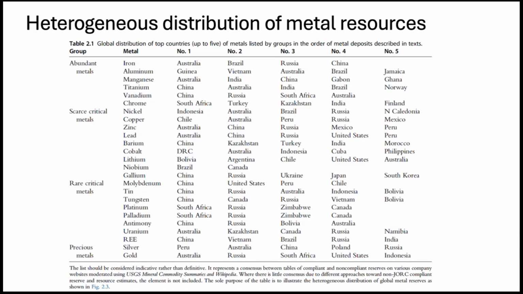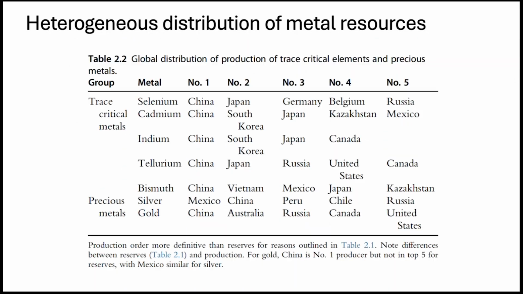Yeah, I mean, I think this chart is really just highlighting the map that I showed earlier of the distribution of deposits around the world. But we'll come to another map in a minute, which speaks to that. This is table 2.2 in the book, and this is the global distribution of production of the trace and precious metals. Again, showing the same thing, but this is now actual production rather than reserves. And so again, you can see China features prominently, Canada, the United States.